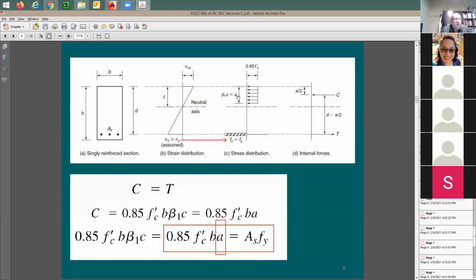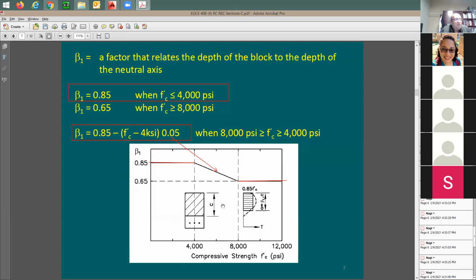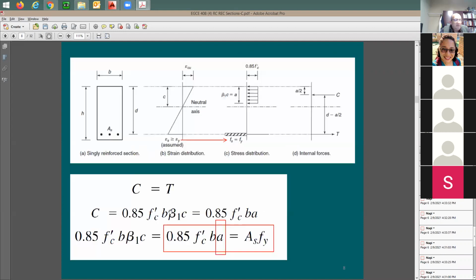Once you have this A, can you go back and figure out the compression force? I say yeah, because compression force equals 0.85 f'c. You have f'c. Also you have b, which was given to you at the beginning. Beta one, we have it from this chart. So I have beta one times c. I just solved for c when I was able to find out a and c.